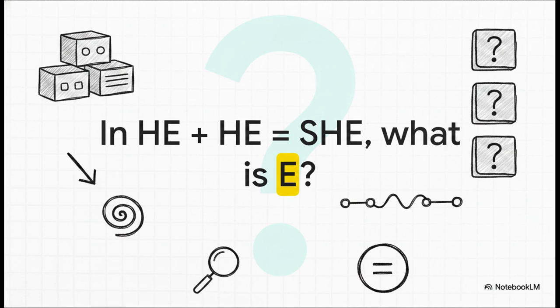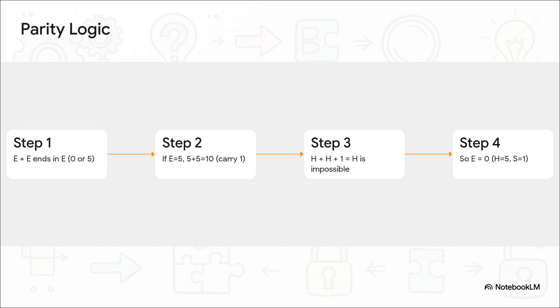In HE plus HE equals SHE, what are our only numerical options for E? Look strictly at the units column on the far right. E plus E yields a number that ends in E. Think about your digits for a second. 1 plus 1 is 2. 2 plus 2 is 4. 3 plus 3 is 6. None of those match. So what actually works here? Let's completely unpack the logic. Only 0 plus 0 equals 0, and 5 plus 5 equals 10, ending in the exact same digit they started with. So E is either 0 or 5.